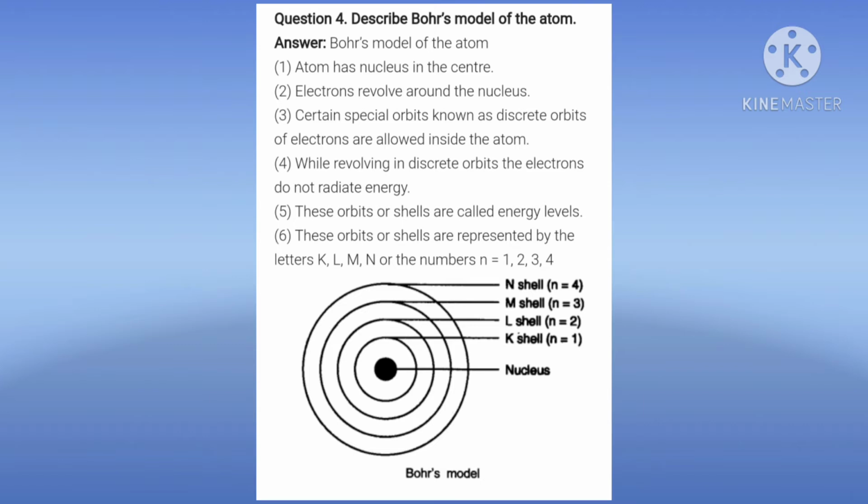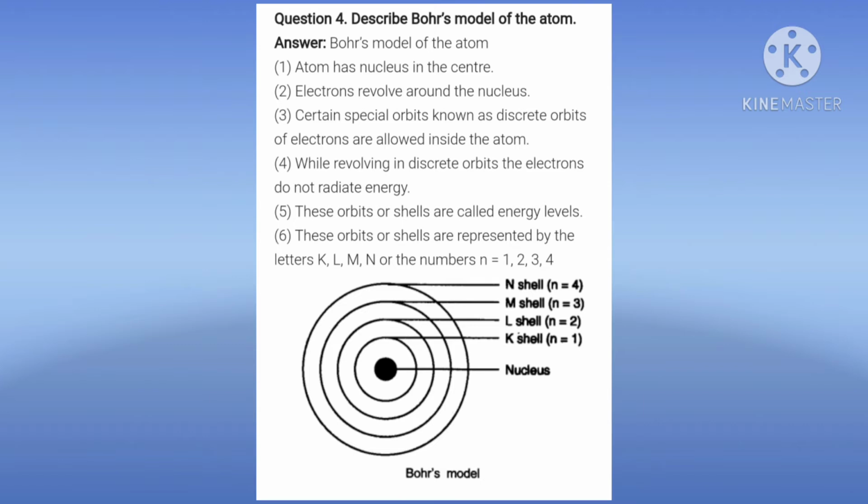Niels Bohr's model of the atom we will discuss. First we will write all the postulates. The atom has a nucleus in the center. Electrons revolve around the nucleus in specific orbits, or what are called shells.